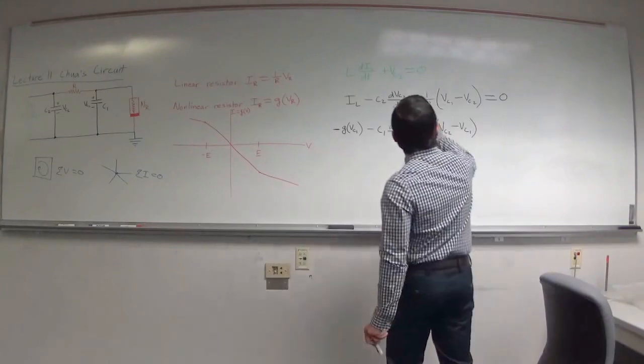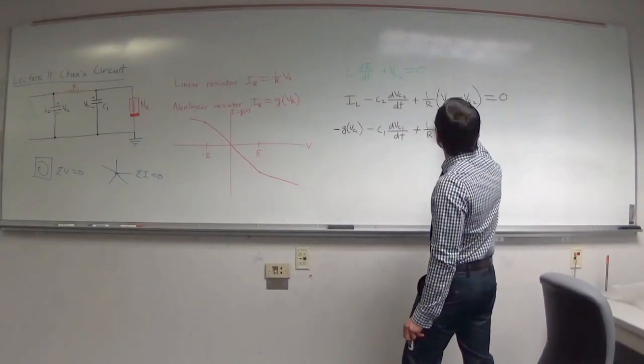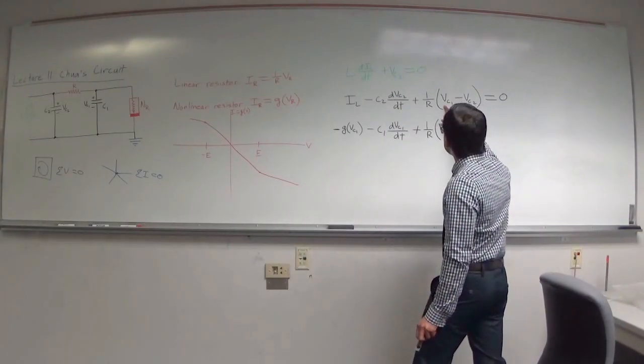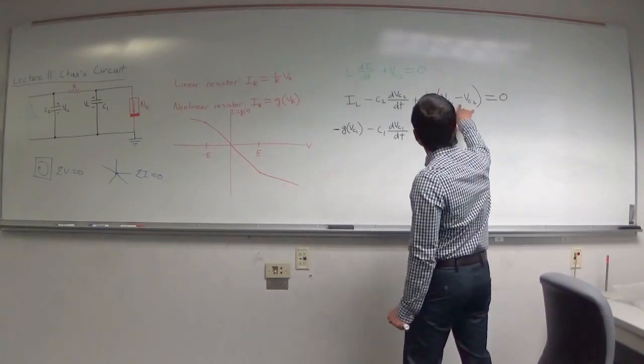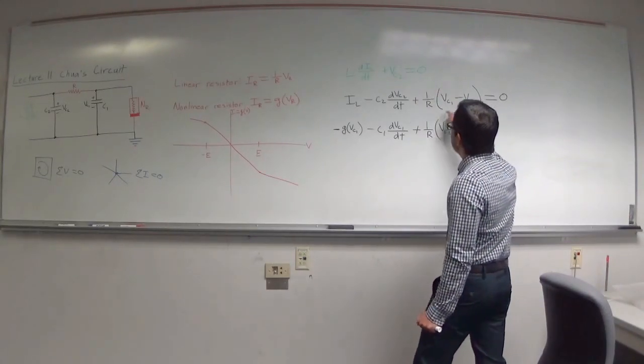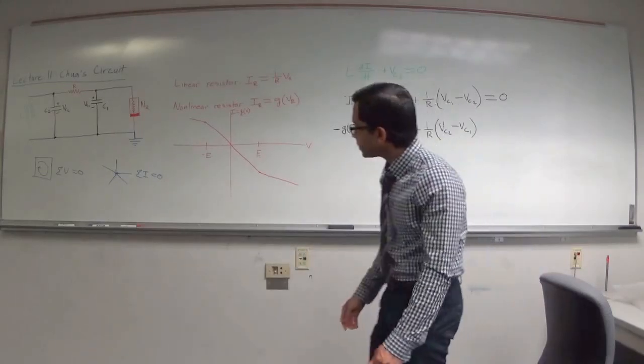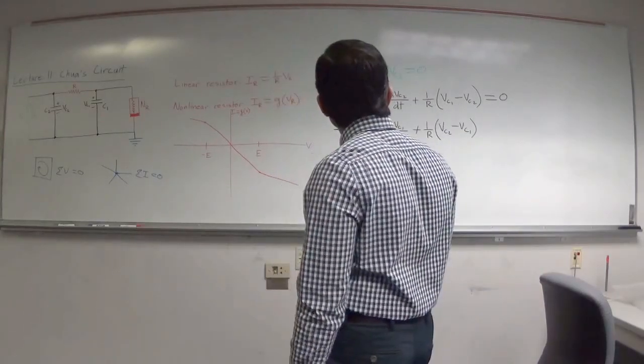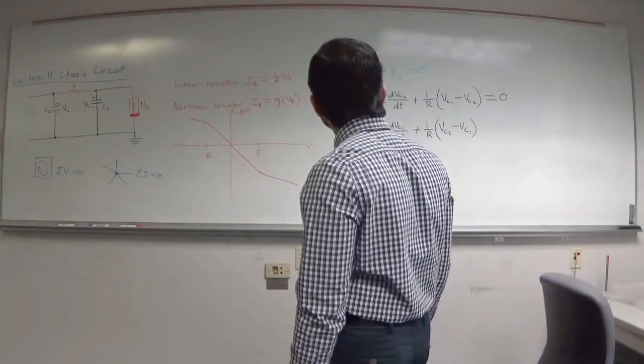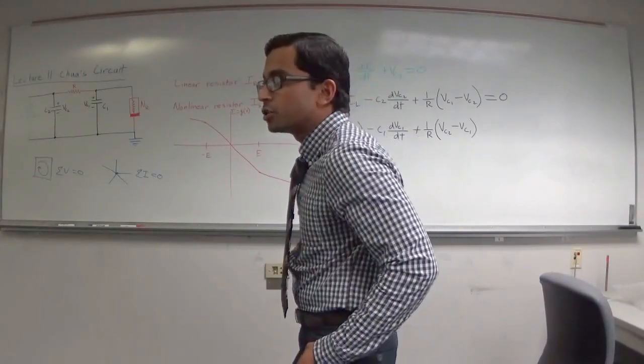So then over here, we're thinking of the current coming out as 1 over R times VC2 minus VC1. But since we have VC1 minus VC2, we put a plus. Okay, so this is the equation for Chua's circuit.